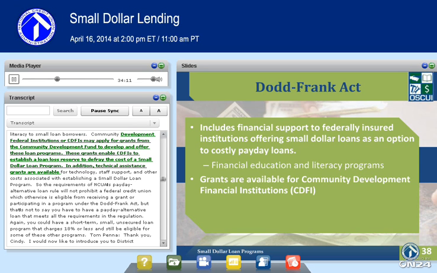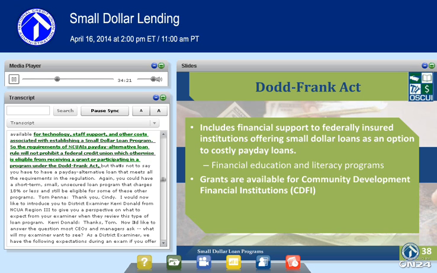These grants enable CDFIs to establish a loan loss reserve to defray the cost of a small dollar loan program. In addition, technical assistance grants are available for technology, staff support, and other costs associated with establishing a small dollar loan program. So the requirements of NCUA's Payday Alternative Loan Rule will not prohibit a federal credit union, which otherwise is eligible, from receiving a grant or participating in a program under the Dodd-Frank Act.